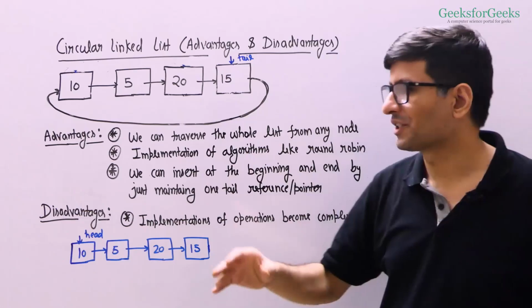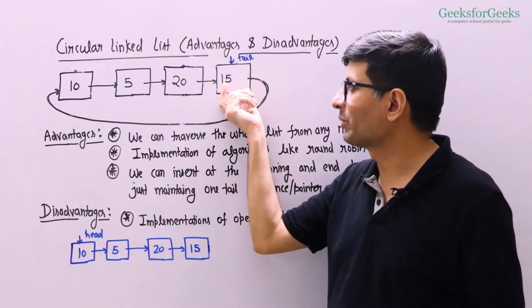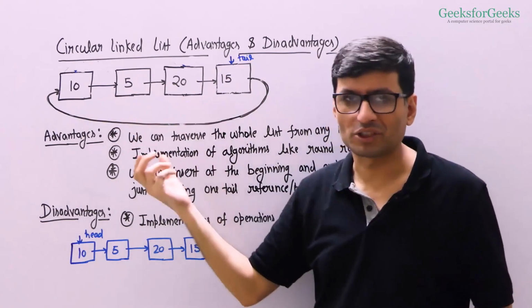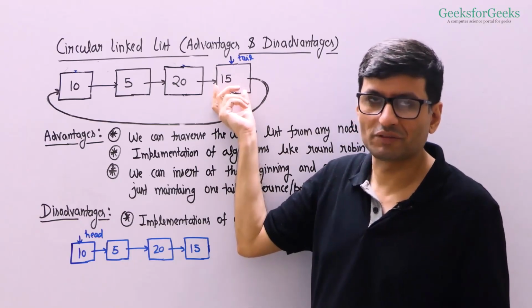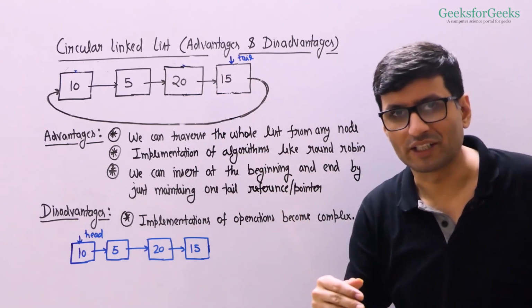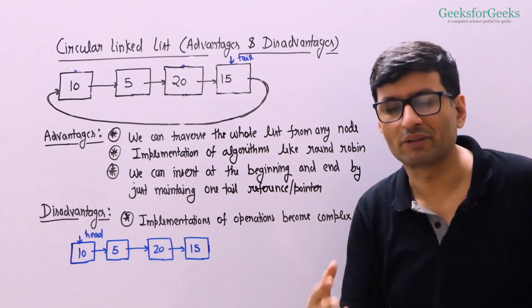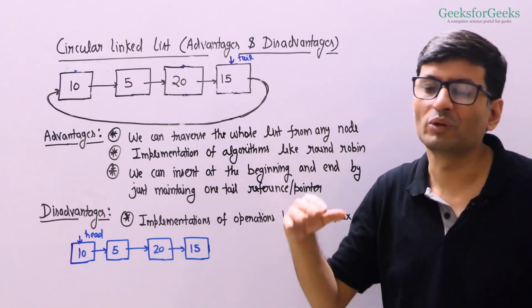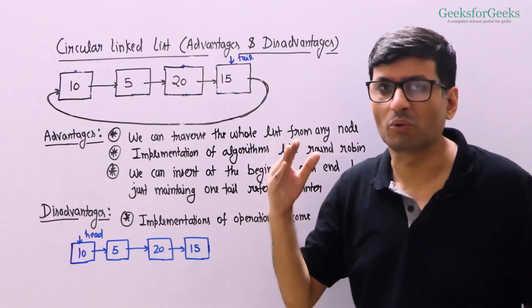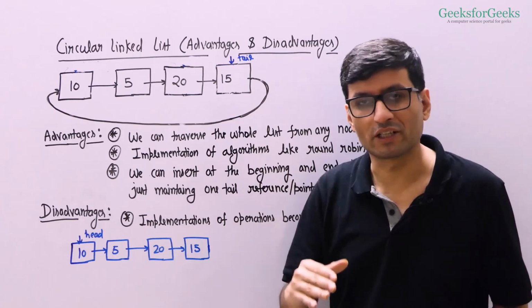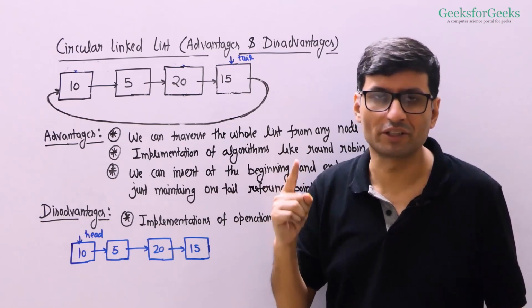So in both the operations, you will just insert a node between 15 and 10, which is possible because it has to be next of 15. And when you are inserting at the beginning, you will not update the tail. When you are inserting at the end, you will update the tail. So you can do both operations in big O of one time by just maintaining one tail variable.